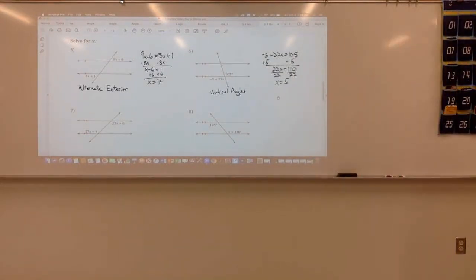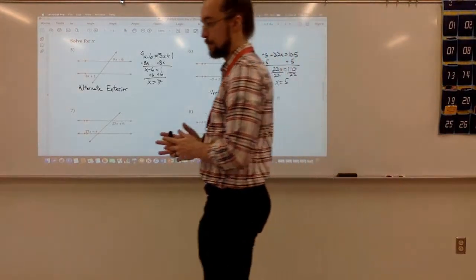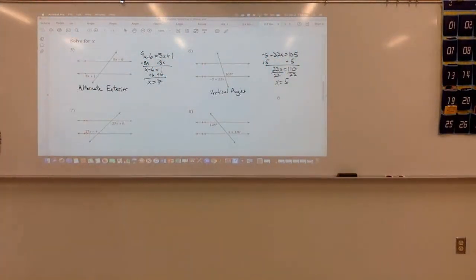All right, why don't you guys try 7 and 8 here? What's the relationship between alternate exterior angles? What's the relationship? Equal to?